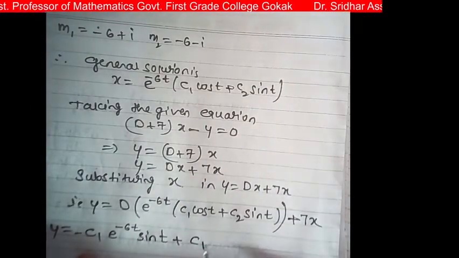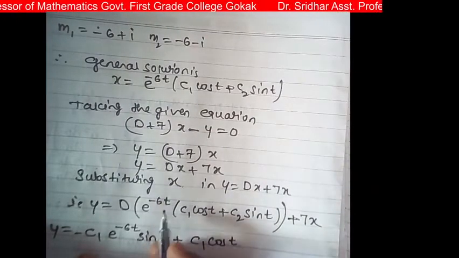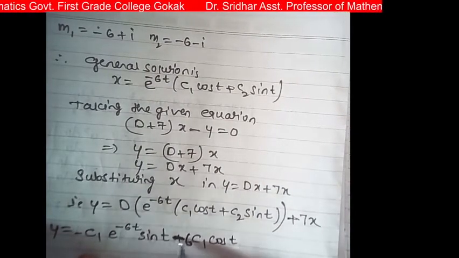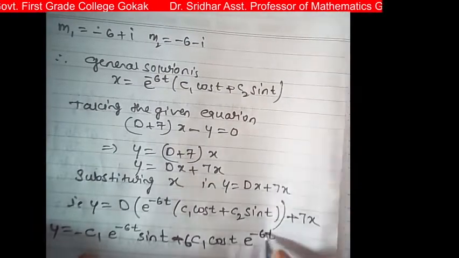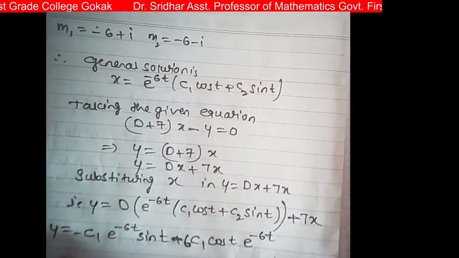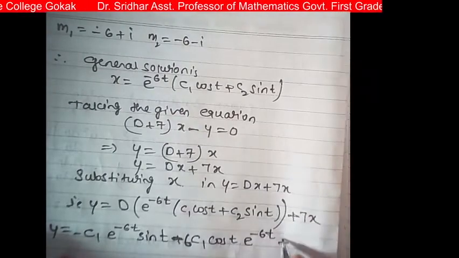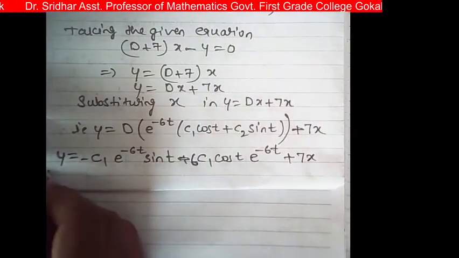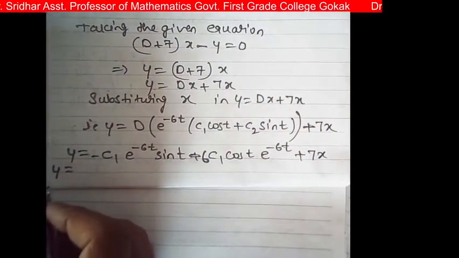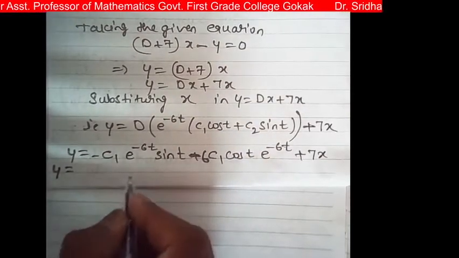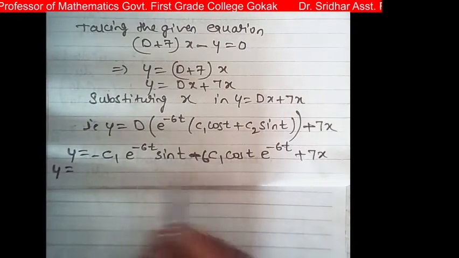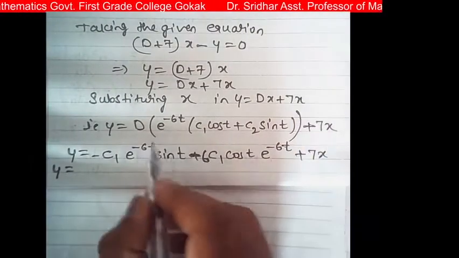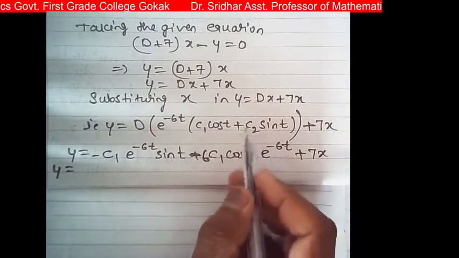c1 constant, second term as it is, differentiation of e raised to minus 6t. So here this is minus 6 into e raised to minus 6t. Okay, applying the product rule, differentiation of these two we will get this, equal to 7x. Simplifying this, we get c1 e raised to minus 6t cos t plus c1 cos t e raised to minus 6t plus 7x, and one more time this also we have to differentiate. Okay, this we forgot to differentiate here.